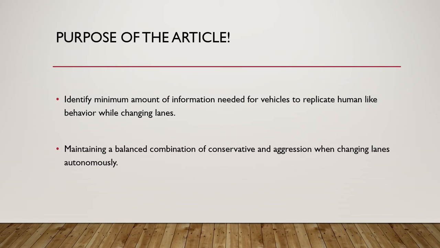A successful system would be one that maintains a balanced combination of conservatism and aggression when changing lanes autonomously. It maintains safety, and at the same time it is smart. So if it finds a space beside it, it can change the lane instantly.